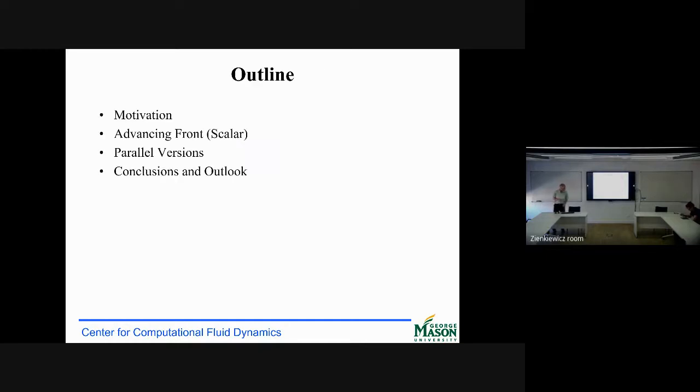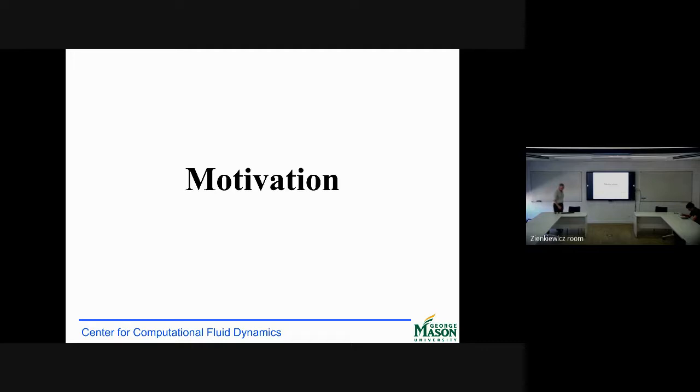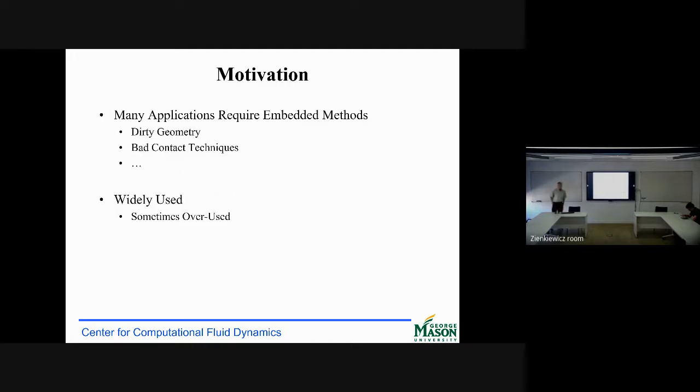We all use embedded methods for many years. We typically use them for dirty geometries or cases where we have contact techniques in fluid structure interactions. Since we developed them, most of the users have not switched back to other methods because they always work. So I always put there that sometimes they're overused.